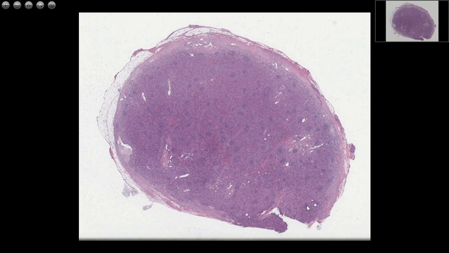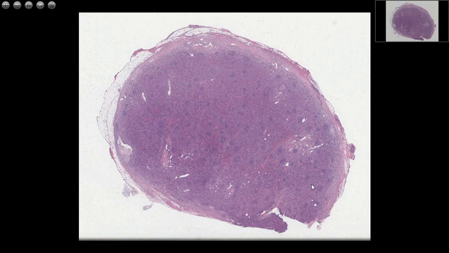In the low power view, I feel that this is a little bit more in favor of a reactive process. Why I'm thinking about this is because this lymph node has some more blue areas, which could be cortex or lymphoid follicle, which may be secondary, and sinuses are also visible.